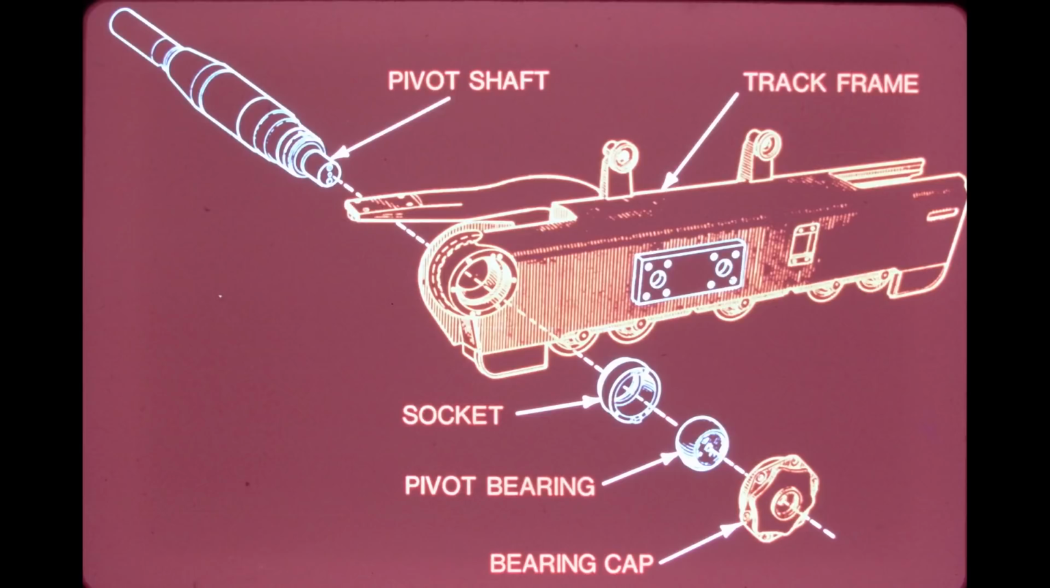With the frame in place, the pivot bearing is then installed over the end of the shaft and bolted to the shaft. The bearing cap, which forms the other half of the bearing race, is then bolted to the track frame.